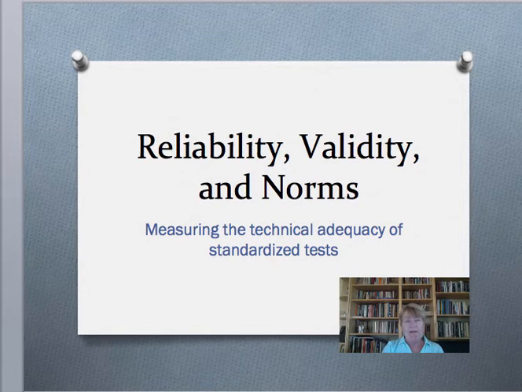Hi, the topic this week is reliability, validity, and norms. This is information that you're going to need to complete the critique assignment that's due in a few weeks. The assignment is going to ask you to rate the technical adequacy of a test that you have chosen, one of the three that we talked about in the introductory lecture. So this week, you will learn about the terminology associated with technical adequacy, and that is reliability, validity, and norms.